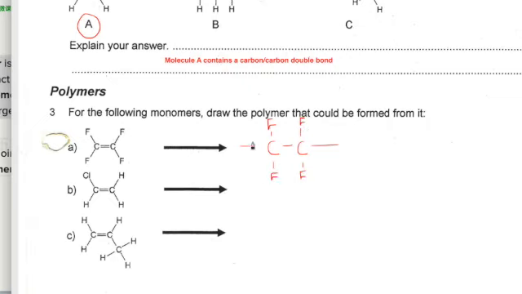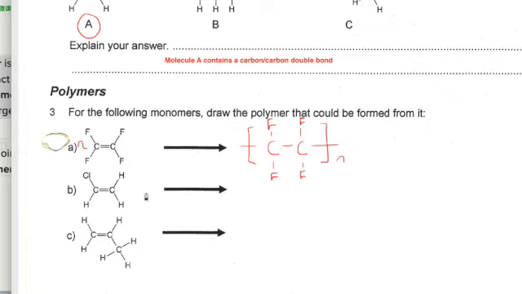And then I have a big bracket here. This is a repeating unit. How many times do I repeat? I repeat n times. So if I have n of those, then I will produce a long chain like this. So this is called tetrafluoroethene, and that will be polytetrafluoroethene. So that's the polymer, draw the polymer.